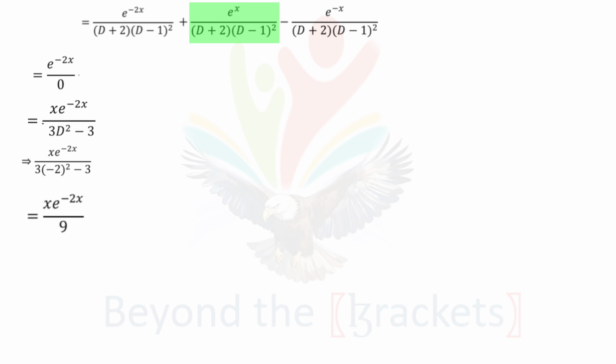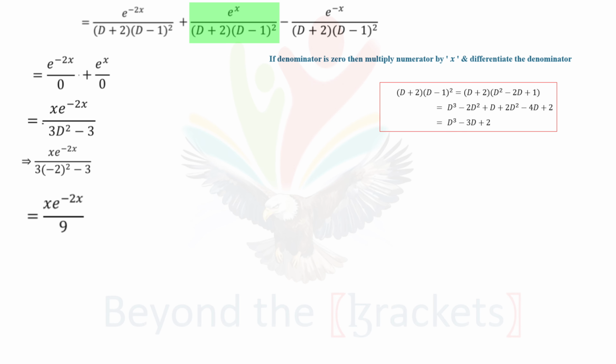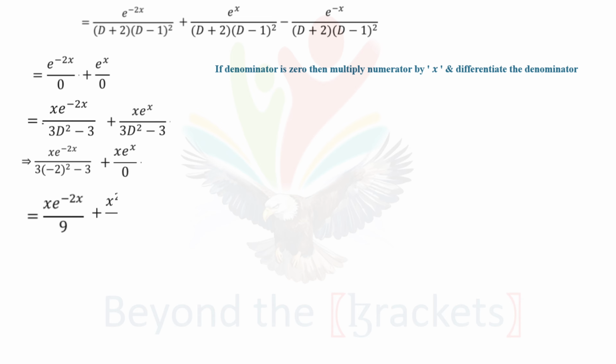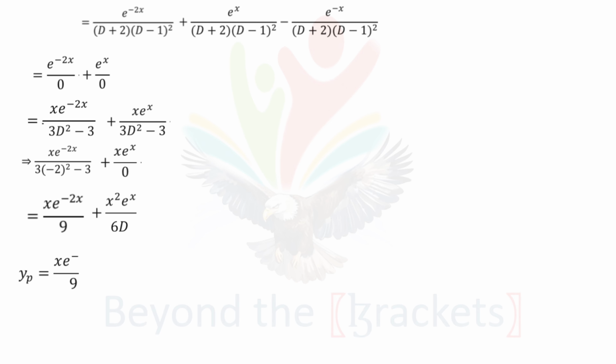Coming to the second term, again we have RHS as e power x, which is type 1. We'll substitute d is equal to a. Here a is equal to 1. So again the denominator is becoming 0, which is a case of failure. To solve this further, we multiply the numerator by x and differentiate the denominator. This is the multiplication, and the differentiation of these two terms will be 3d square minus 3. Substitute d is equal to a, that is 1. We get 3 minus 3, which becomes 0. Again it is a case of failure. Proceeding in the same way, multiply the numerator by x and differentiate the denominator. So the numerator becomes x square e power x and the denominator becomes 6d. Replace d with 1, we get x square e power x by 6.